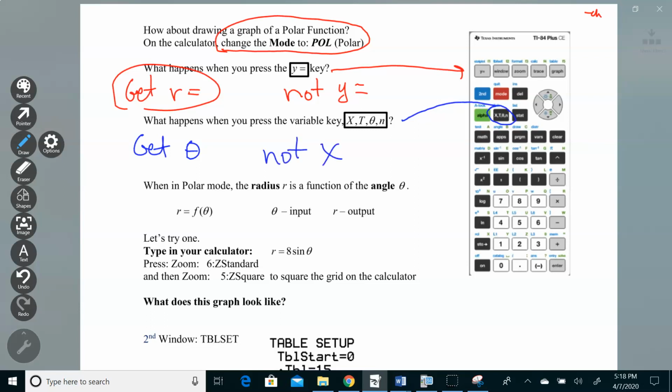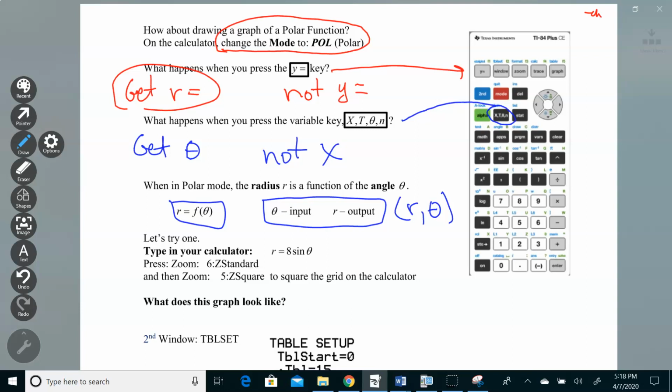So when we're in polar mode, we're going to have r is a function of theta, and our variables are theta and r, where theta is the input and r is the output. But we write ordered pairs as r comma theta, which is kind of reverse of x and y. With x and y, x was the input, y is the output. This is the other way around. Theta is the input and r is the output.